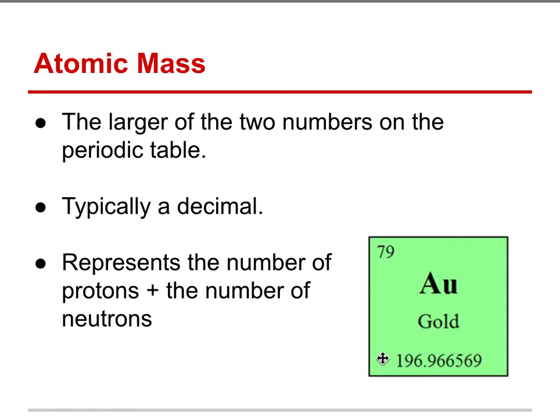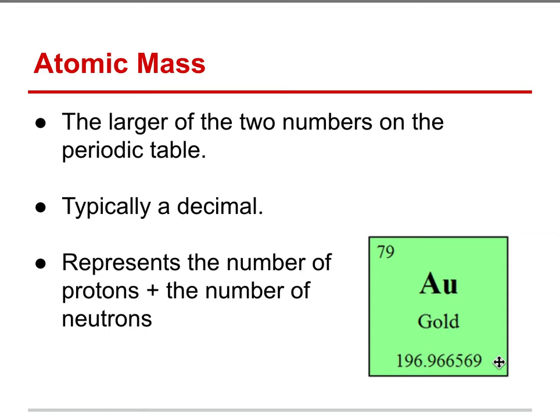And here we've got our atomic mass. You'll notice this number is bigger than the atomic number. You'll also notice that it has a decimal. It's really common for the mass to have a decimal. That has to do with isotopes and the fact that the number of neutrons can change. So this is really the average mass of an atom. Typically speaking, you're okay rounding this number.